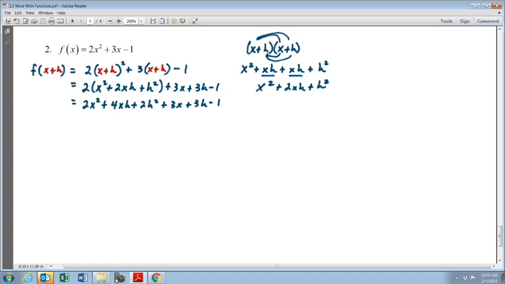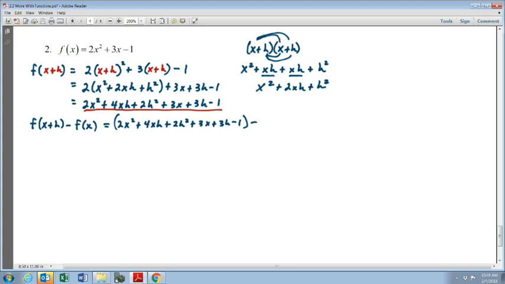So now let's do the next part, f of x plus h minus f of x. Well, we just found f of x plus h. It's all of this, so let's bring that down. Minus f of x, so it'll be minus, and notice we have 3 terms here. Again, we need to put those 3 terms in parentheses. So this is f of x plus h minus f of x. Let's drop the parentheses on the first one, we don't need those. Then we need to distribute the negative for the last 3 terms: minus 2x squared minus 3x plus 1.